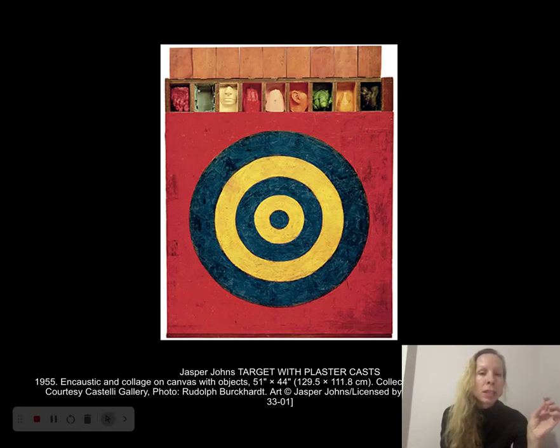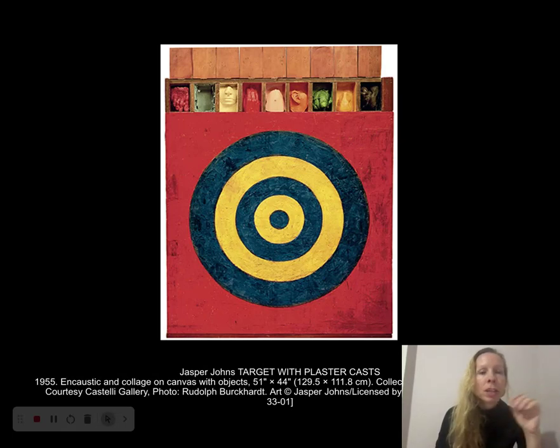He is still expressive, but he's challenging traditional uses of materials. Jackson Pollock is still using canvas and paint. Johns is really rethinking how to make a painting.